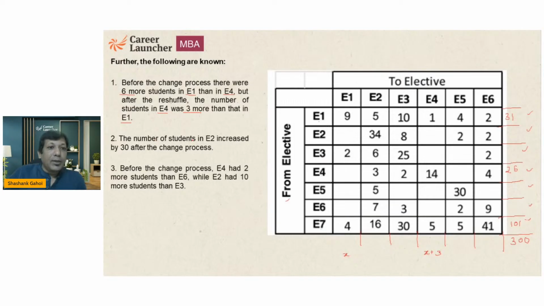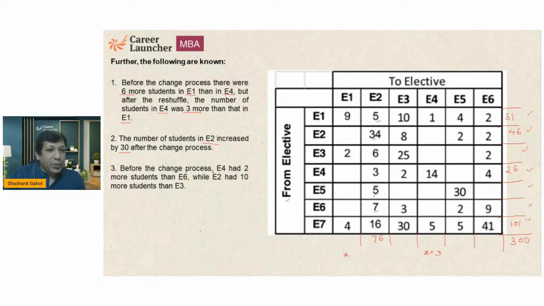The total number of students in E2 increased by 30. So E2 is going to be this plus this, 40. 40 plus 10 is 50, 50 plus 10 is 60, 60 plus 16 is 76. Now, the number of students in E2 increased by 30. What is the final value? That is 76. So the final number is 76. What should the initial number be? That should be 46.